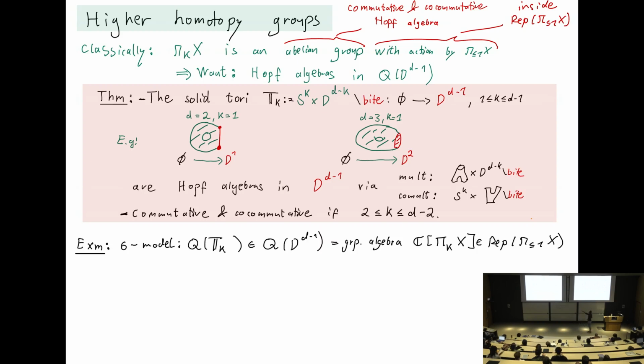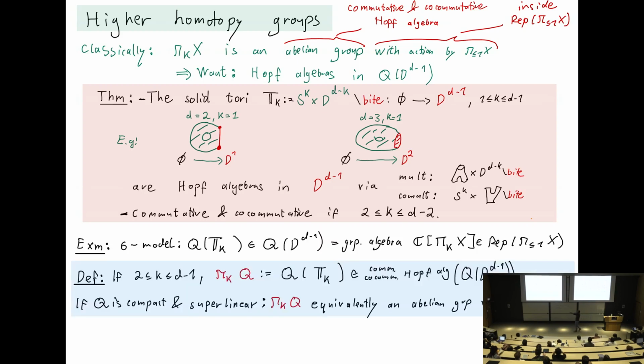So this is how you work out that what you see here is precisely the group algebras for the fundamental groups. And then you define this pi k of Q to be just Q of this Hopf algebra. The data of this is a commutative and co-commutative Hopf algebra in this category. As I said before, if Q is compact and superlinear, this category is just rep of the fundamental groupoid. So you'll find a commutative and co-commutative Hopf algebra in rep of the fundamental groupoid. But this is precisely the data of an abelian group with an action by pi 1. And so now we have extracted a fundamental groupoid and a bunch of abelian groups.